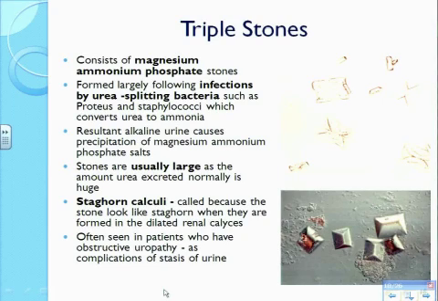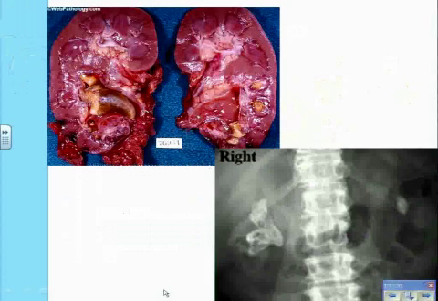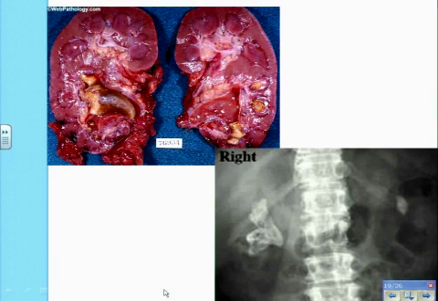So what does it look like? This is the X-ray of it. You can see how big the stone is. Okay, and this is what it looks like when you took out the kidney. And the kidney died because this stone filled up the calyx so much so that urine couldn't come out. Pretty devastating complication.